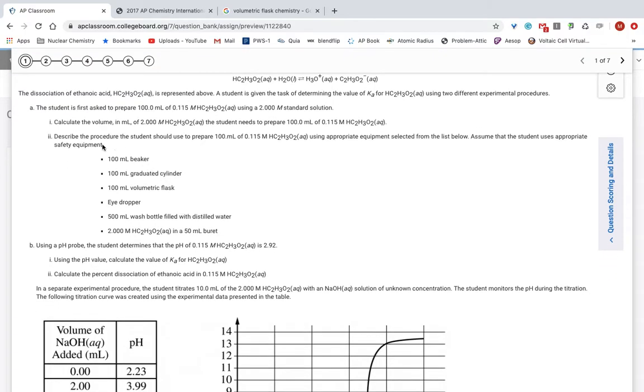They say, describe the procedure the student should use to prepare 100 milliliters of this. So to make this solution that we did up here, using the appropriate lab equipment from the list below, assume that the student uses the appropriate safety equipment. So here's the stuff they are giving you.